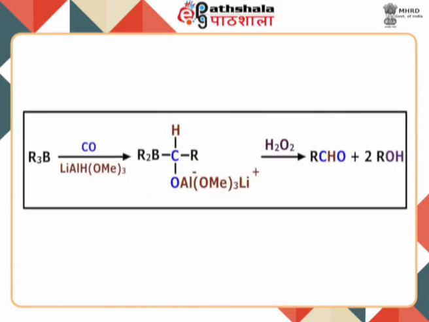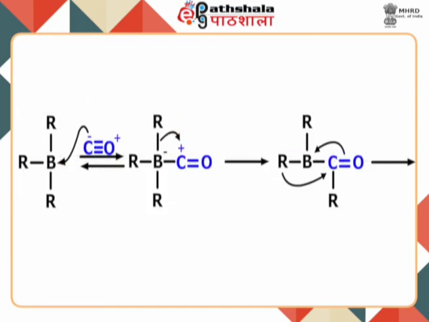For getting aldehydes, the carbonylation is done in the presence of a reducing agent such as lithium trimethoxyaluminium hydride, which leads to only one boron to carbon migration, and resulting oxidation yields the aldehyde. Let us see this mechanism, how it happens.